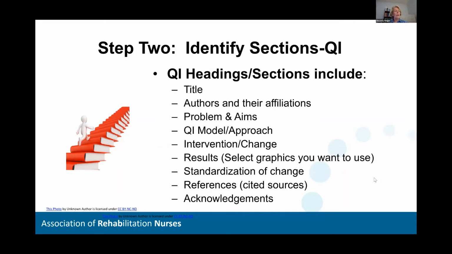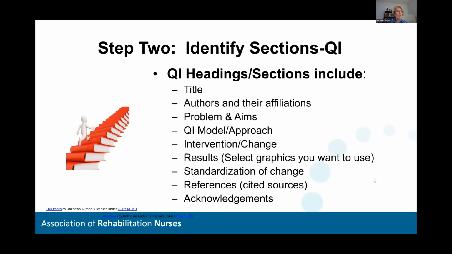And then you've got your heading for QI model or approach. What does that mean? Well, there's usually a way that you're going to do your actual model of improvement. So sometimes people do different ways. I'm going to use the one that I think is the easiest and that's used most often, which is PDSA: Plan, Do, Study, Act. That is just the approach to being able to do the entire quality improvement project. And then you talk about your intervention or the change. How did you go about that? How did you implement that?